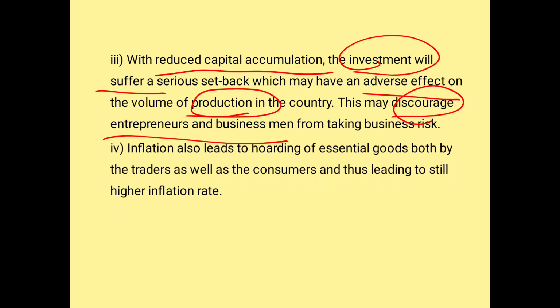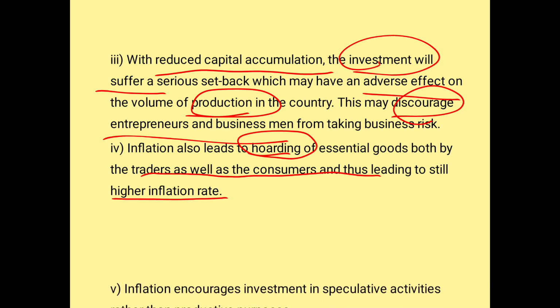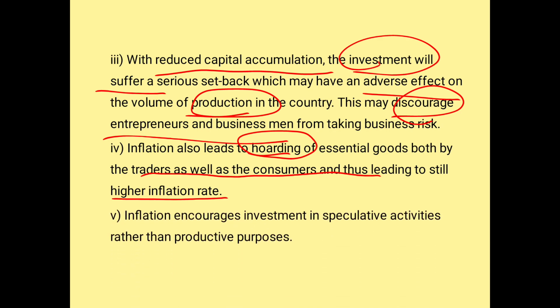Next one is, inflation leads to hoarding, because the inflation is too high. So the producers keep goods under hoarding. And what happens? Traders as well as consumers lead to a high inflation rate. Next one is, inflation encourages investors. When it is mild, but when it is hyper, it is not possible. So inflation encourages investors during a particular period. Okay, so these are supposed to be the effects on production.